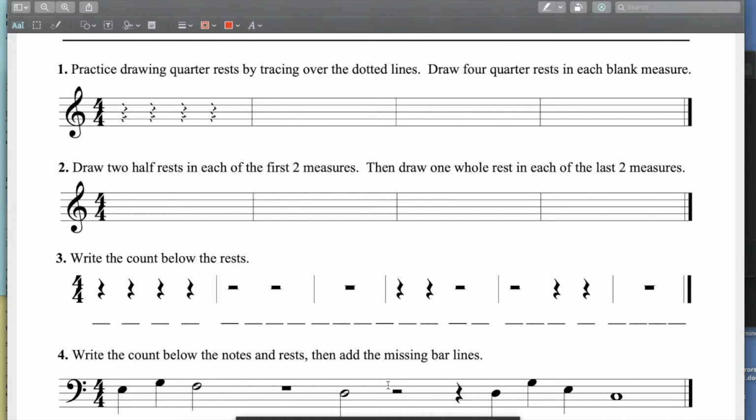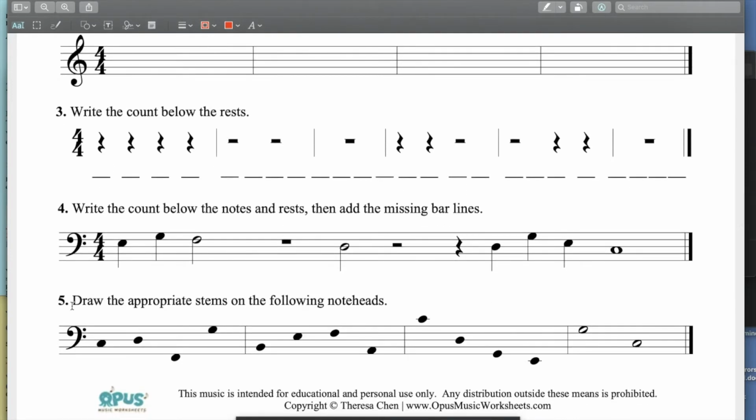This one will get 4 numbers. 1, 2. This one will get 2 numbers. Think about what's next. So try your best. Nobody's perfect. It wants you to write the counts below. So the 1, 2, 3, 4. And then it wants you to add the missing bar line. So this is the same as the other page, except for you're going to have to number the rests and the notes. So this first one, I get my cursor back up.